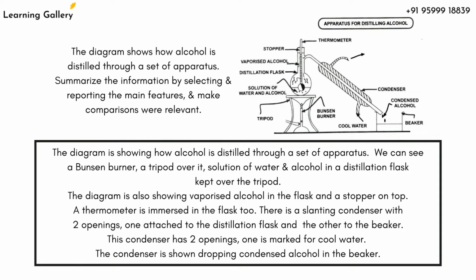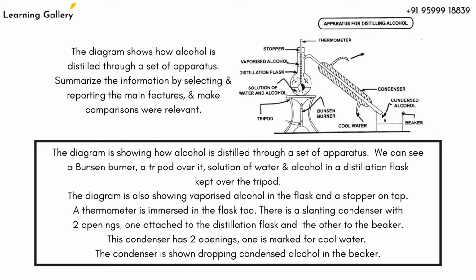Now let me share a very common way of writing the description. The diagram is showing how alcohol is distilled through a set of apparatus. We can see a Bunsen burner, a tripod over it, solution of water and alcohol in a distillation flask kept over the tripod. The diagram is also showing vaporized alcohol in the flask and a stopper on top. A thermometer is immersed in the flask too. There is a slanting condenser with 2 openings, one attached to the distillation flask and the other to the beaker.